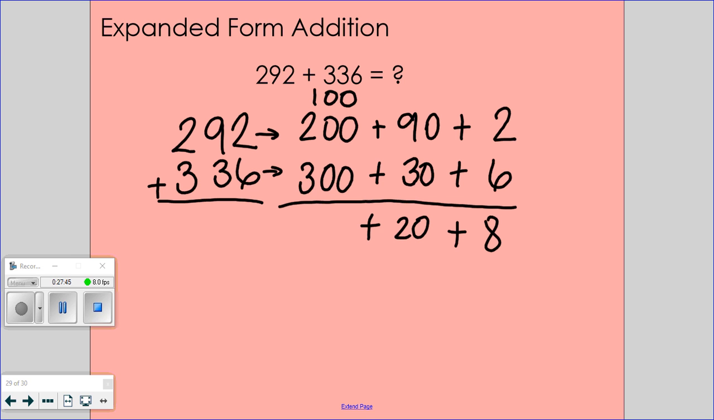Put our plus sign. Let's add up our hundreds. I have 100 plus 200 plus 300. How many total hundreds do I have, Bria? 600. Before you are done, we need to put that number back in standard form. What is this number in standard form? Grayson?